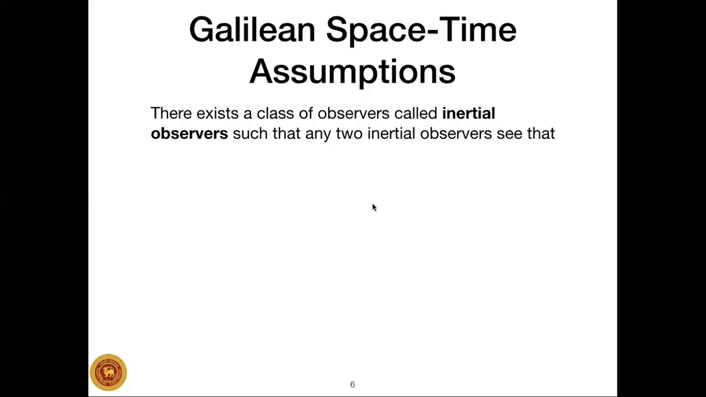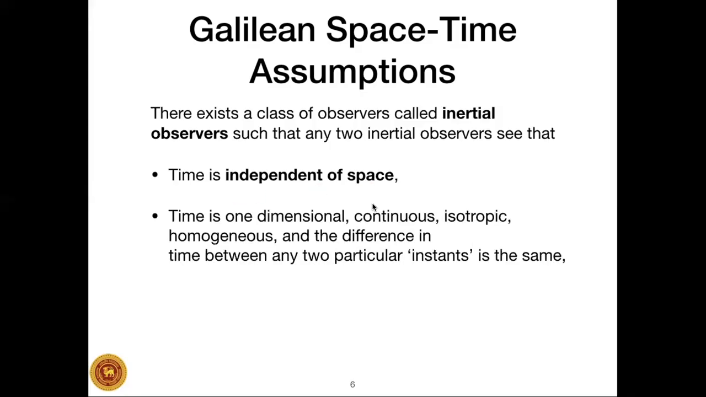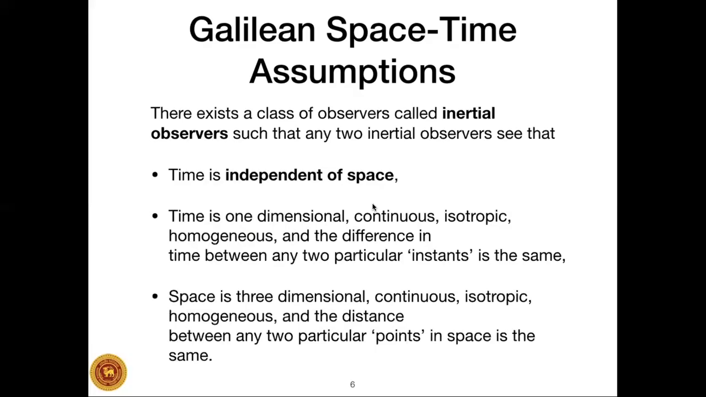Such that any two inertial observers will see that all those notions that we had described before hold. Or in other words, to be more precise, time is independent of space. Time is one-dimensional, continuous, isotropic, homogeneous, and the difference in time between any two particular instances is the same. Similarly, space is three-dimensional, continuous, isotropic, homogeneous, and the distance between any two particular points in space is the same. So this is a fundamental notion that we will take to be true.